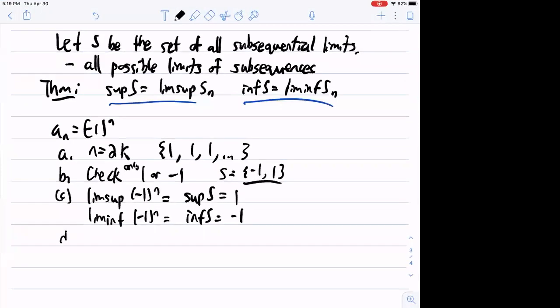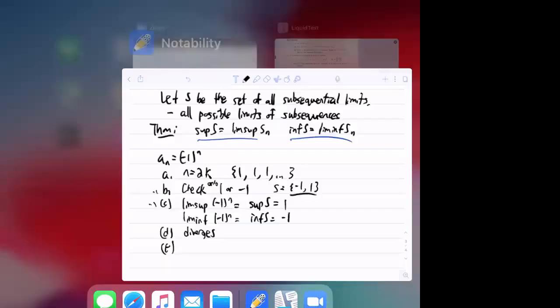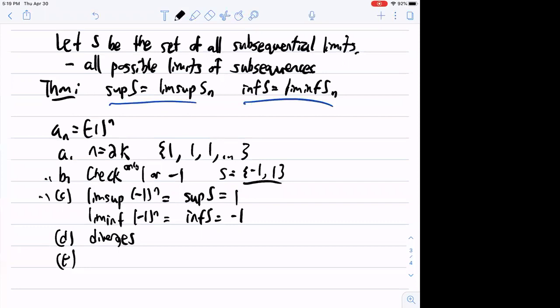Okay, so does this sequence converge? This sequence diverges; (-1)^n does not converge. And the last question is, is it bounded? This thing is bounded, because the only terms are -1 and 1, so it's bounded by 1 and -1.